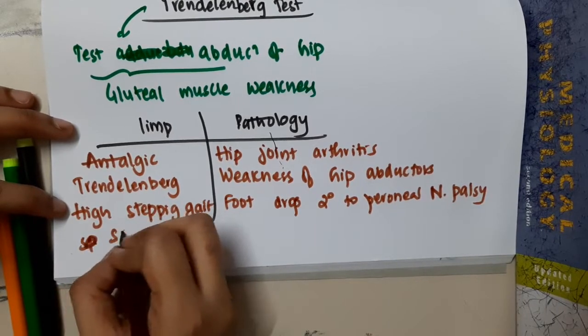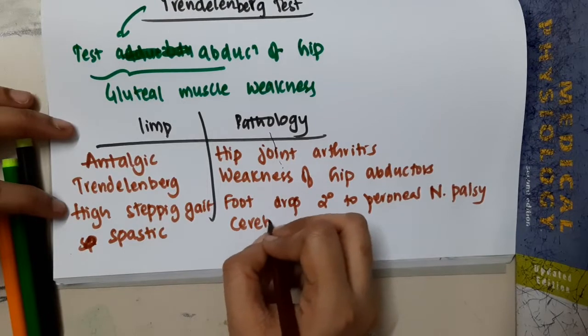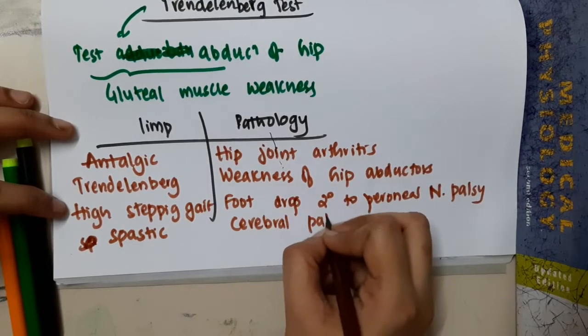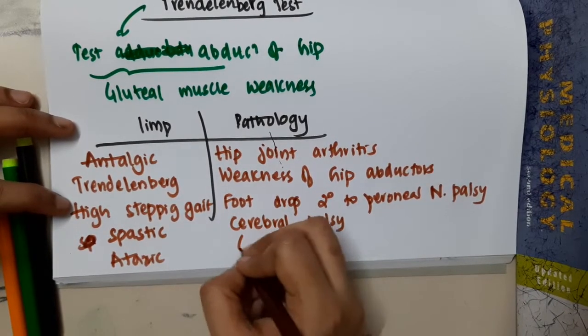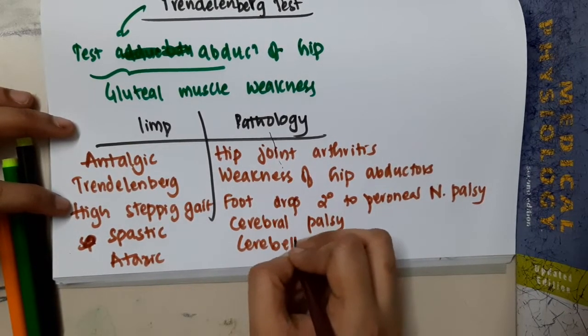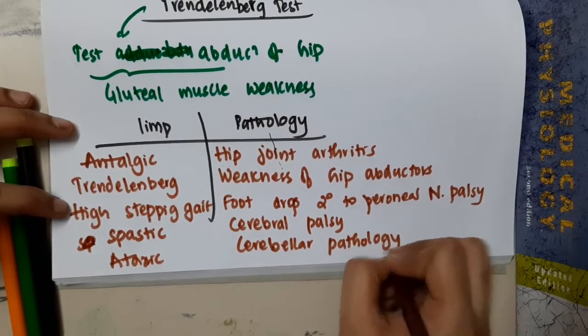Then we have spastic limp. It is seen in cerebral palsy. In cerebral palsy, you will see spastic limp. Then ataxic limp is seen in cerebellar pathology. In cerebellar pathology, you will see ataxic limp.